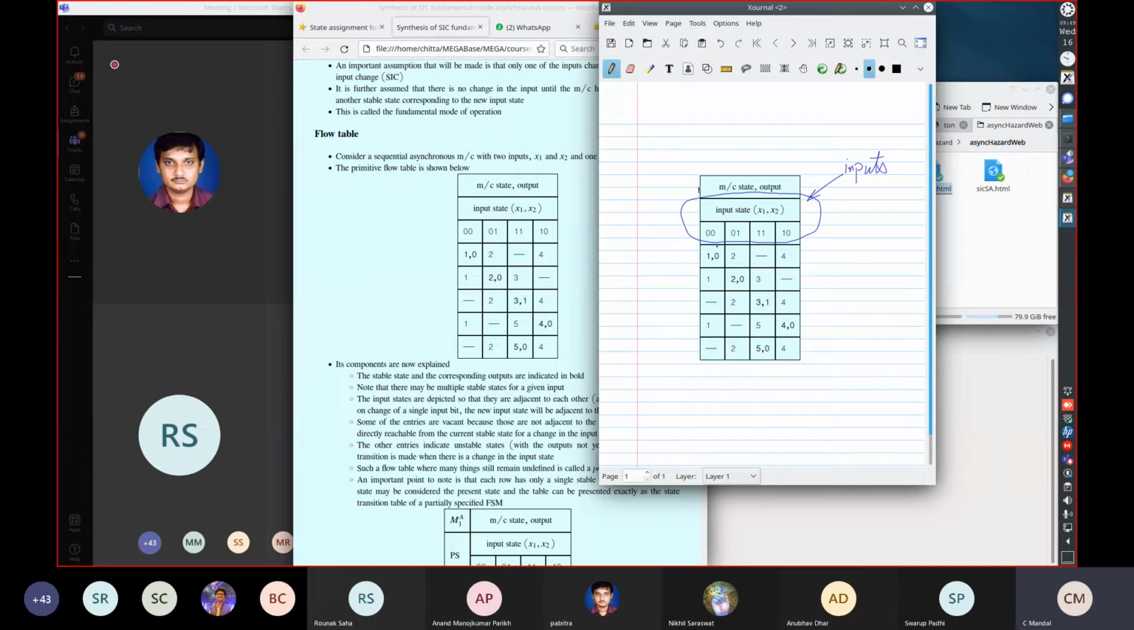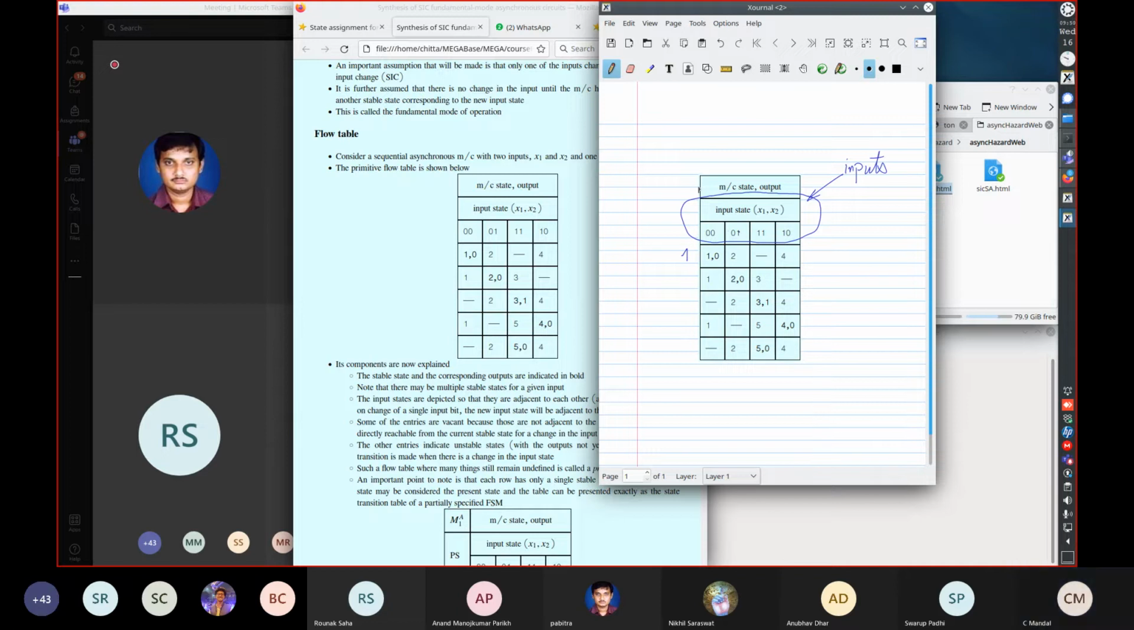So here, what it is saying is that when the input is 0, 0, you are in this stable state. Okay, you're in this stable state. So let us call this state 1. So in this state 1, your stable output is 0. So for the input 0, 0, your stable output is 0. All right.